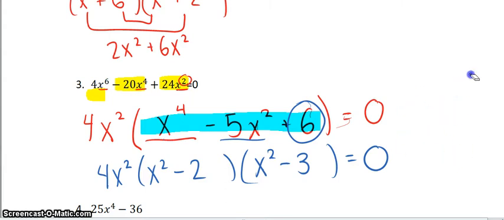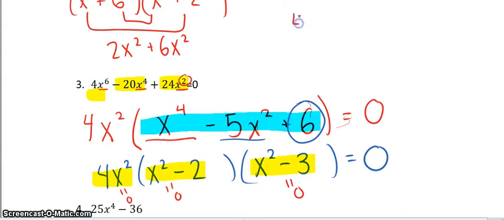So remember our zero product property, that if any of these terms, so our 4x squared, my x squared minus 2, my x squared minus 3 equals 0, then the product will equal 0. Or you can say it as, I need one of these 3 terms to be 0, otherwise I can't get a product of 0. So in order to figure out what my x needs to be to make these terms 0, I'm going to set each part equal to 0 and solve for x.